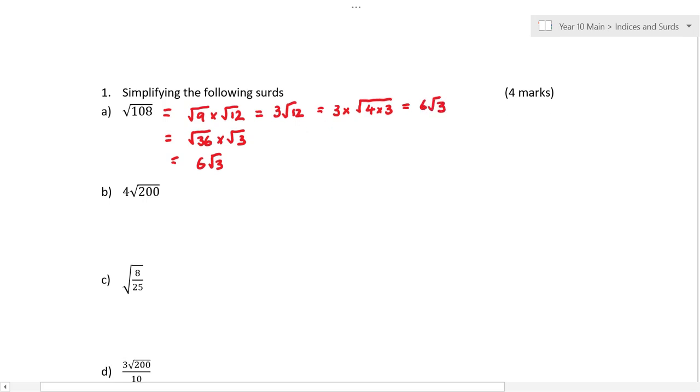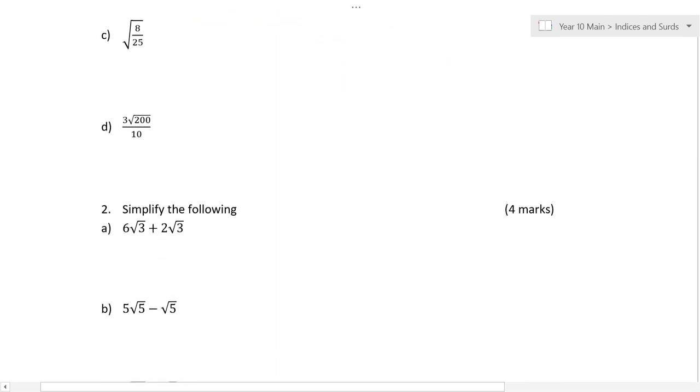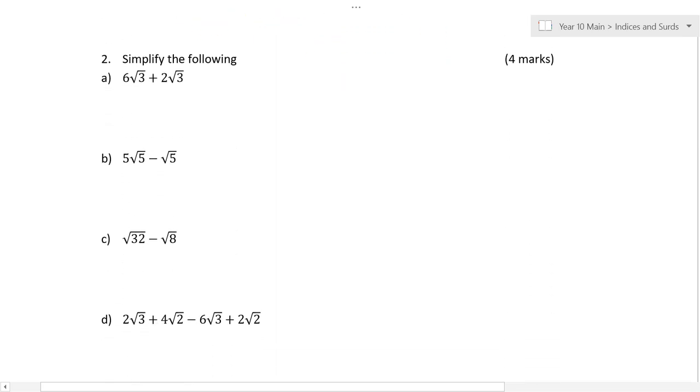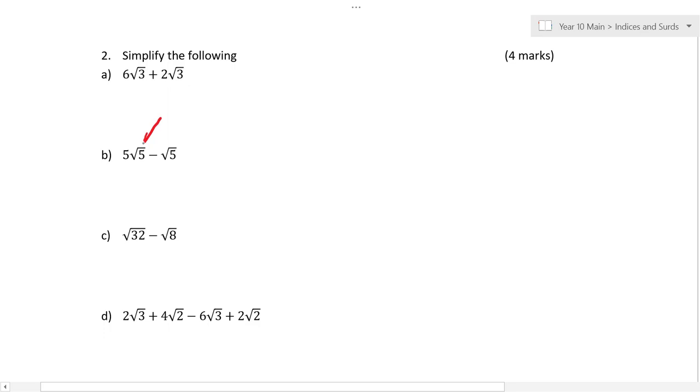Okay? Now, quite a few of these were done like this. If I've got 5 root 5s, these terms are in common. Okay? So these are terms which are like. So if I've got 5 root 5s and I subtract 1 root 5, I've got 4 root 5s. This one was also a very common one.